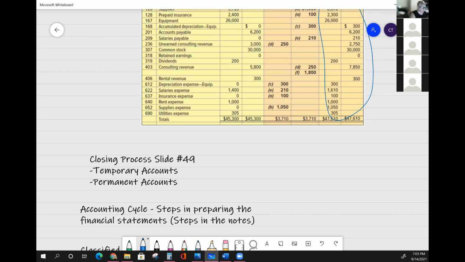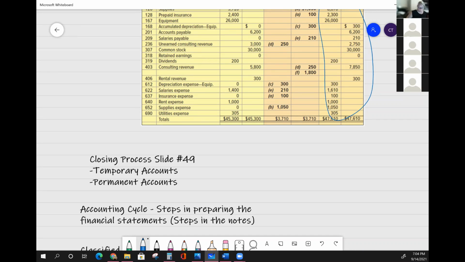The closing process is going to work on only those temporary accounts. So all of your income accounts, all of your expense accounts. Dividends is an expense that you paid out for that year, a portion of what you made in the company. So I want to make sure I go through the process of closing those out.